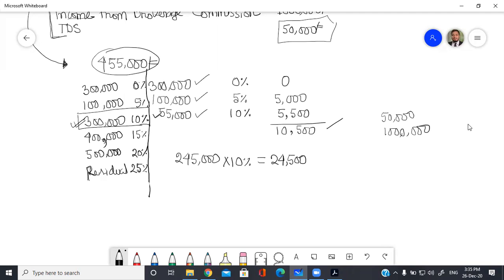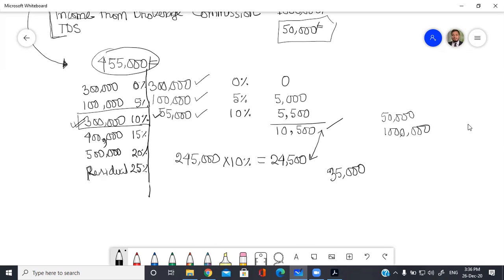Then how much tax can be calculated so far? You see that up to this, 700,000 has been calculated now. I'm asking, up to this, we have a tax liability of how much? 35,000. Okay.